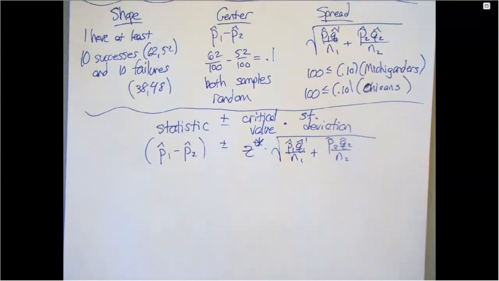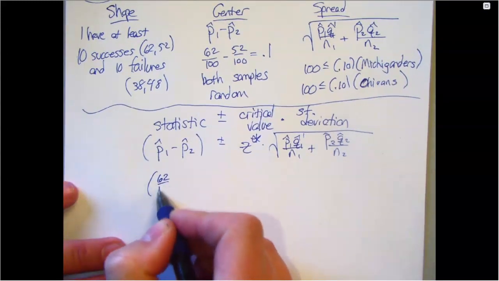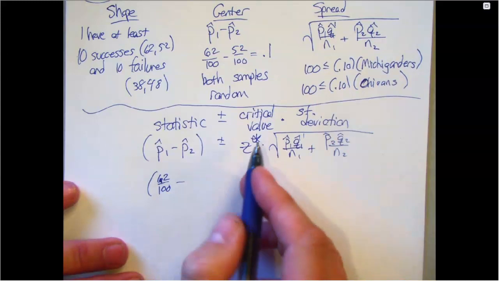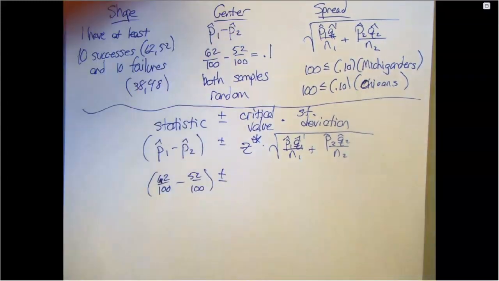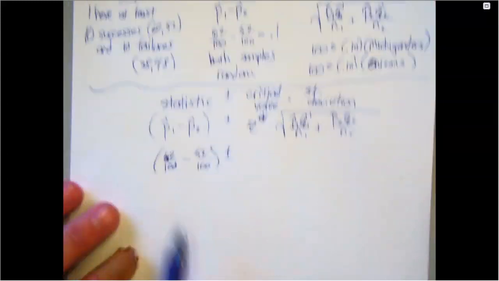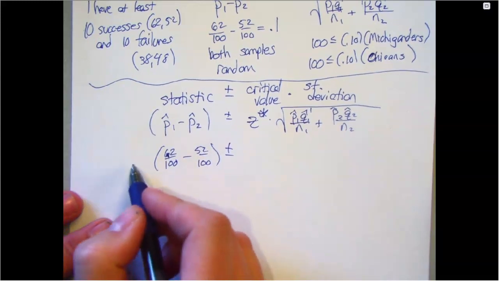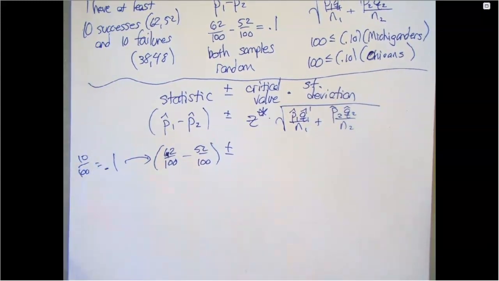Now I put in all the numbers. P1 is Michigan, so that is 62 over 100. And you're more than welcome to put the decimal there also, like 0.62, totally fine. P2 was 52 over 100. So I could put 0.62 minus 0.52. I could just put 0.1. I could put 10 over 100. Those are all the same. They're all fine.